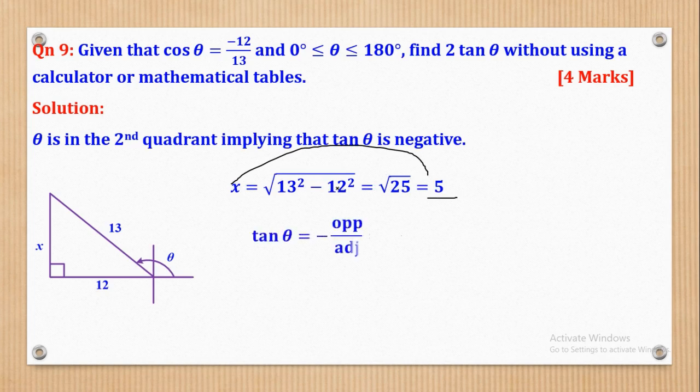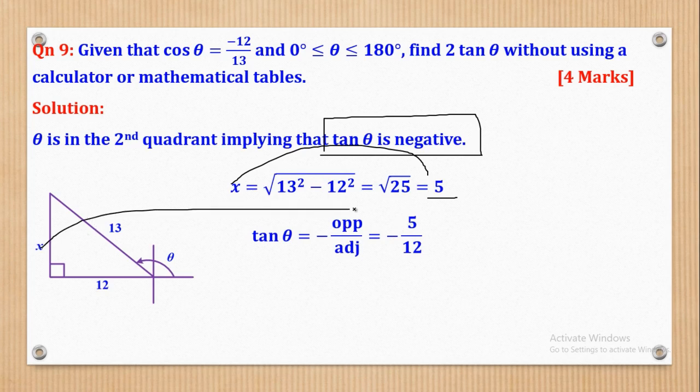Now that I've got the value of x, I can get the value of tan theta. Remember, tan theta must be negative in the second quadrant, so tan theta will be equal to negative of opposite over adjacent, where opposite is x, which is 5, and adjacent is 12, which is here. So always don't forget this negative.